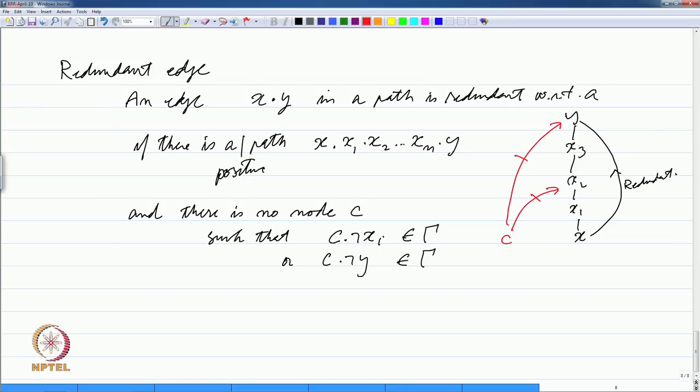xy is redundant only if there is no such thing which is spoiling the longer path which is going from x to y. xy is redundant only if there is no such C essentially, which means you can just throw away the redundant path and you would still have the same inheritance hierarchy essentially.